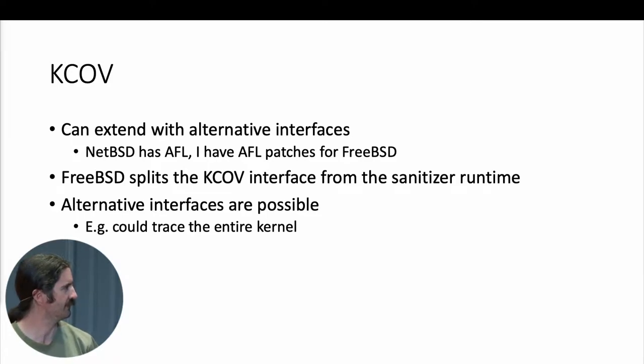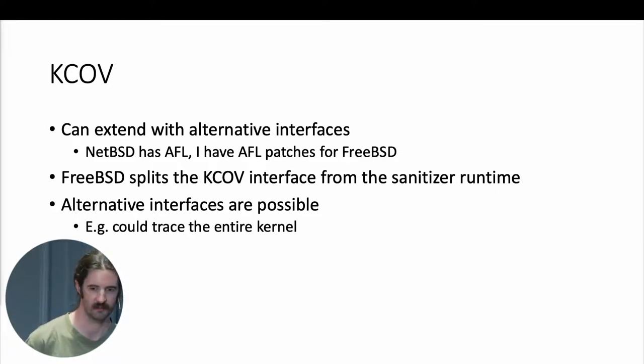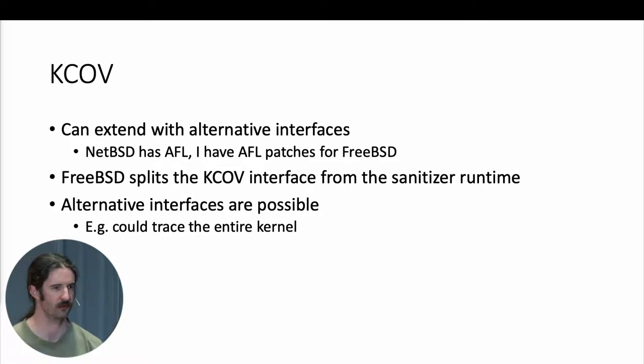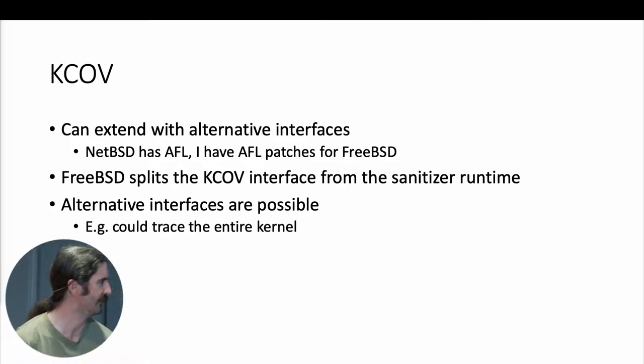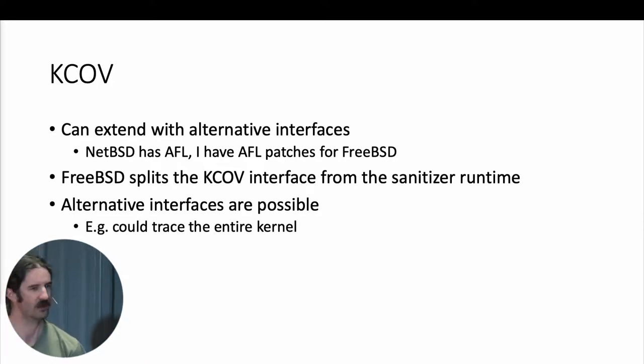There are alternative interfaces for AFL, the American Fuzzy Lop fuzzer, in NetBSD. There was a talk just now from NetBSD about their support for it. I also have patches for FreeBSD, so it adds support to KCOV and lets you extract the relevant information. But I've also got patches so that if you've got a completely different idea of how this should work, I'll let you do that as well. I've split out the actual sanitizer from the interface, so we could have alternative interfaces.